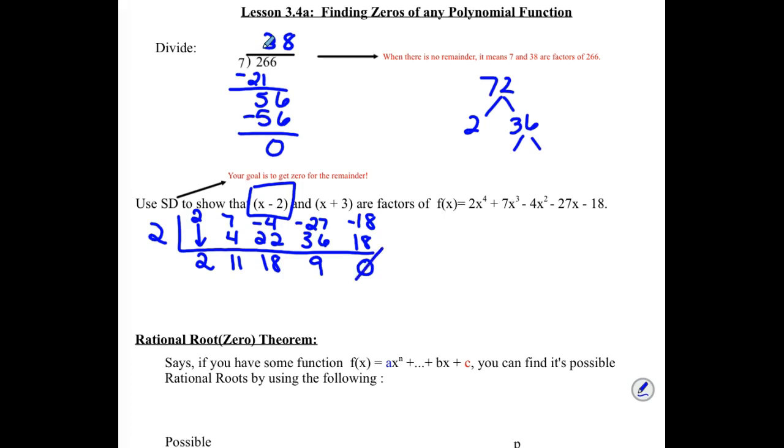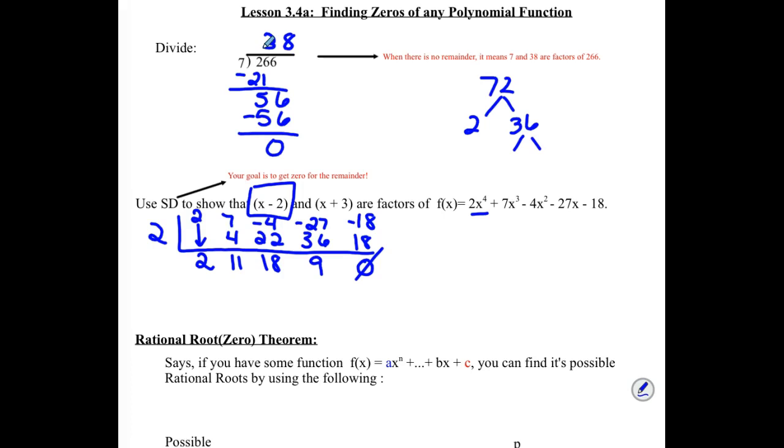Now, we're going to drop that off. I don't want you to completely cross it off or erase it. I just want you to put a slash through it. Okay? There's no remainder. What we have left, the 2, 11, 18, 9, that row is my new smaller polynomial. The 9 would be my constant, the 18 would be my x's, the 11 would be x squareds, the 2 would be x cubes. So I've now moved from an x to the 4th polynomial down to an x cubed. Okay? I can keep going.